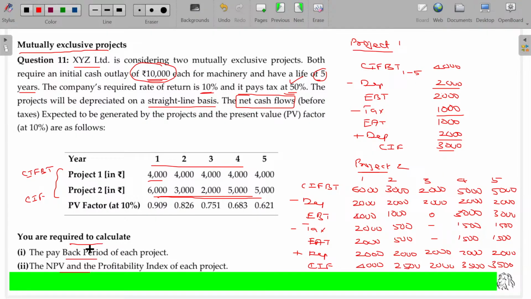So you are required to calculate payback period. Under the first one, cash outflow divided by cash inflow for project 1. Cash outflow in this case being 10,000, inflow being 3,000, 3.33 years.